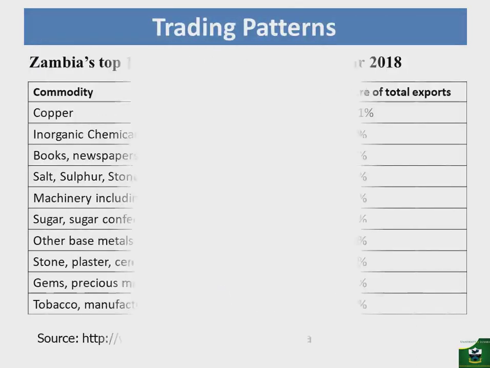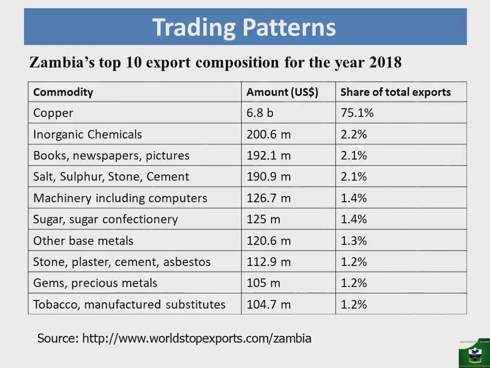If we use 2018 statistics, we see that Zambia's key export commodity as at 2018 was copper, which accounted for about 75.1% of all the total exports that Zambia made. Beyond this, we have inorganic chemicals, which accounted for about 2.2%. We also have books, newspapers, pictures, salt, sulfur, cement, machineries, and so on and so forth. This is how the top 10 export composition for Zambia was as at 2018, using data obtained from worldstopexports.com.